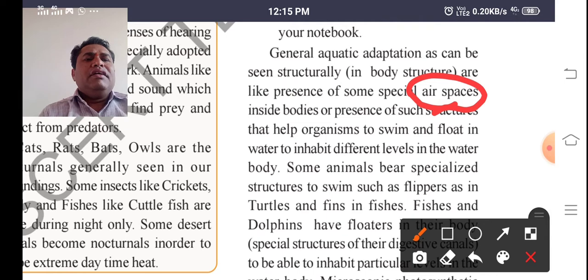Next, some animals bear specialized structures to swim, such as flippers. So, flippers.